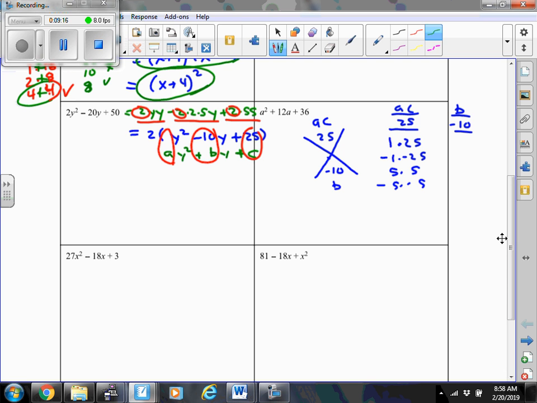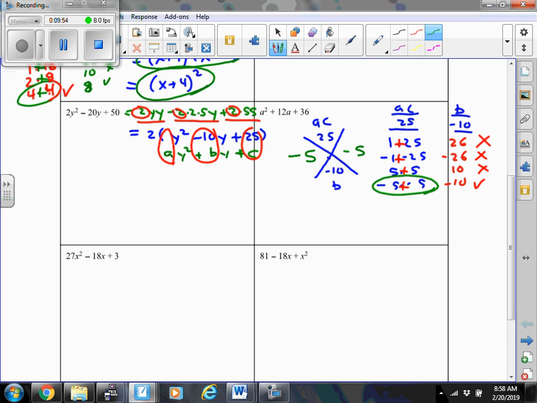I can check later, but right now what I'm going to do is see if I can add these two factors together to get B, which is negative 10. Add these two together, I get 26. That's not what I want. I want negative 10. Add these two together, I get negative 26. Not what I want. Add these two together, I get 10. Real close, but I wanted negative 10. Wrong. If I add these two together, negative 5 and negative 5, I get negative 10. Bingo. That means these two numbers, negative 5 and negative 5, are my two special numbers.